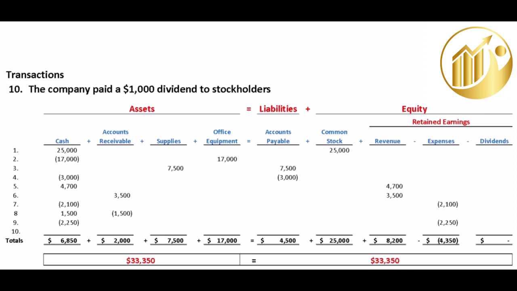Then finally, transaction number 10: the company paid 1,000 dividend to stockholders. Paid. So cash, which is an asset, will decrease, and dividends, which is part of equity, will decrease. Dividends decrease equity. We have an asset account decreasing and an equity account decreasing. At the end of the day, our assets equal our liabilities plus equity. Our fundamental accounting equation is in balance and holds.